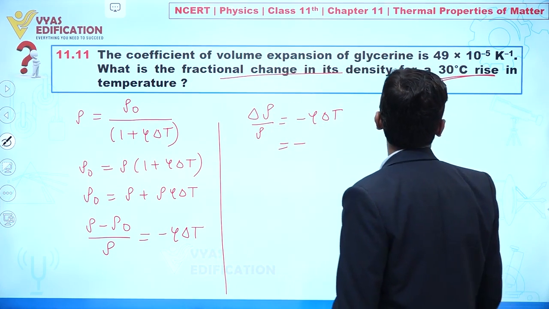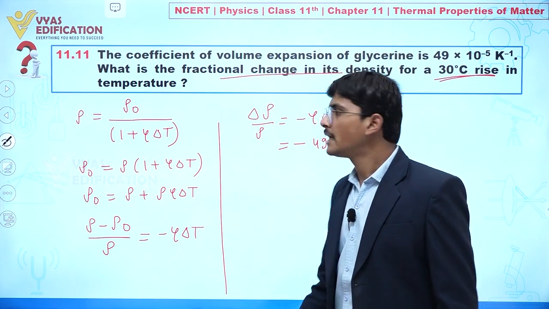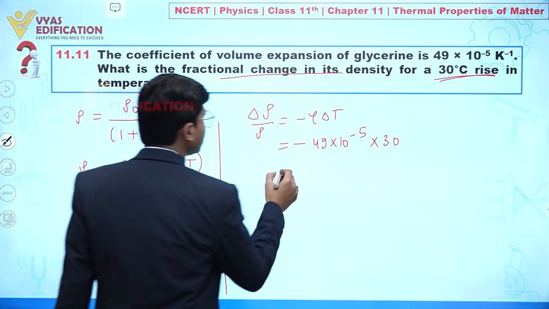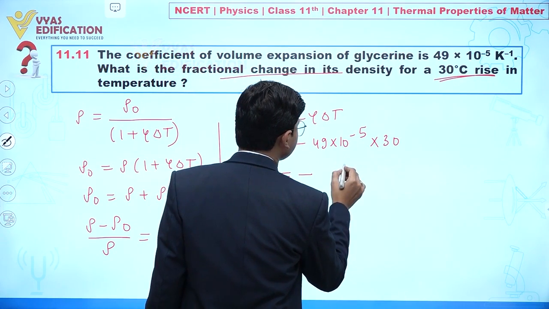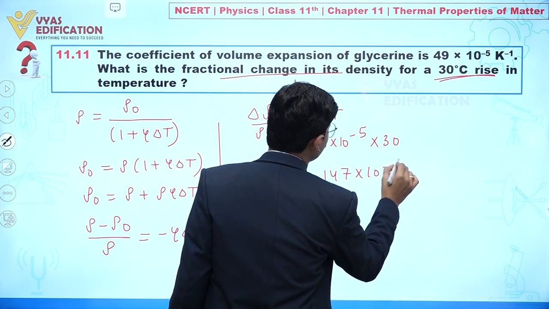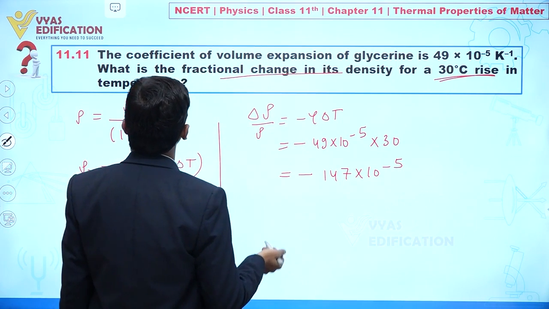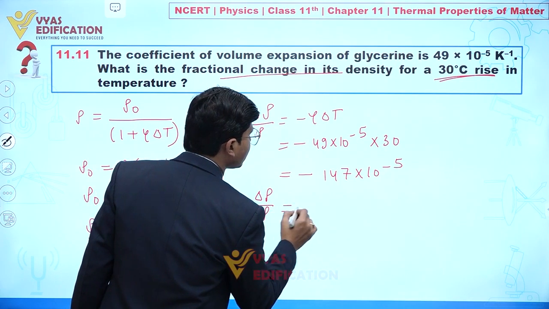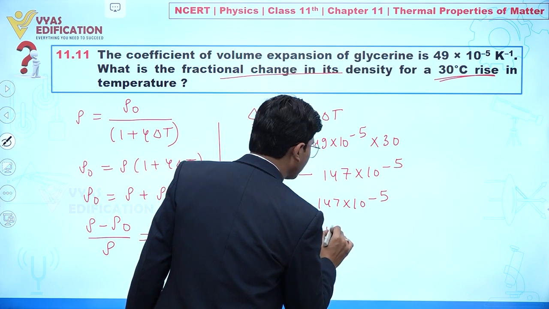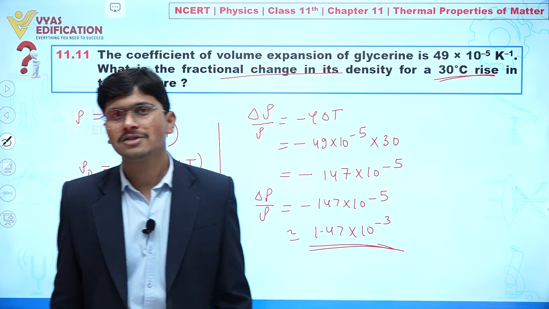Now what is the value of gamma? Gamma is given as 49 into 10 to the power minus 5, and delta T is given, this is 30 degree. So this is equal to minus 93, this is 27, now we have 2, so 147 into 10 to the power minus 5. So this is the fractional change in density. Delta rho by rho is equal to minus 147 into 10 to the power minus 5, or you can say 1.47 into 10 to the power minus 3. This is all about this question.